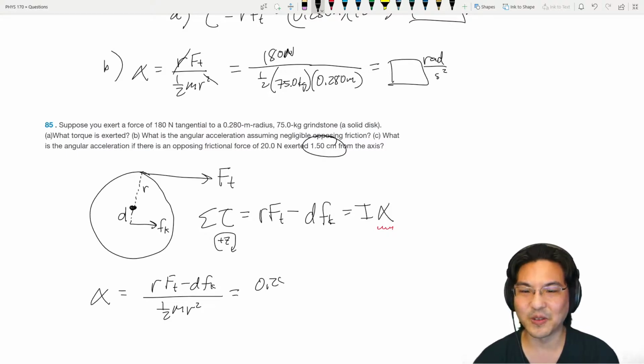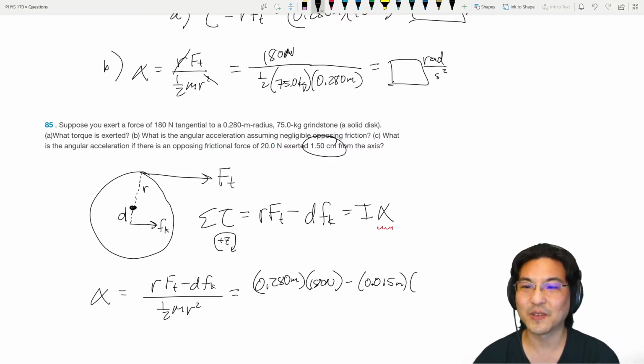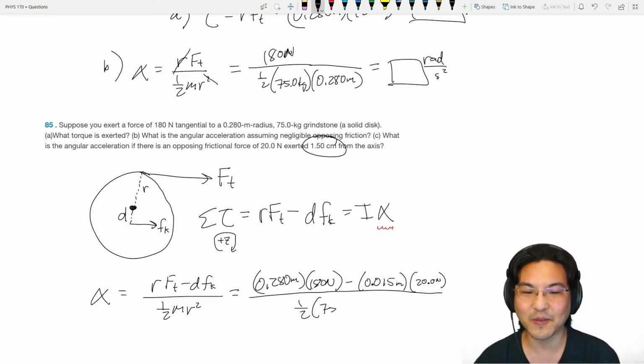R is known, 0.28 meters. The tangential force is known, 180 newtons, minus d, 1.5 centimeters, just be careful, 0.015 meters, times the friction force, 20 newtons, over 1/2. The mass is known, 75 kilograms. The radius is known. Right? And then plug in the numbers, something, something, something, radians per second squared.